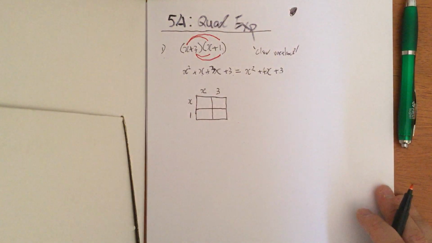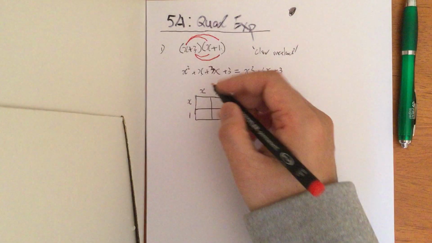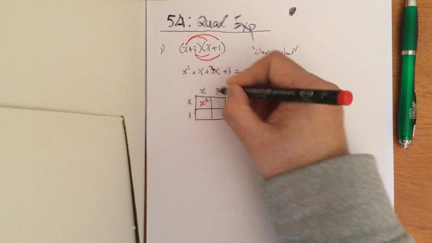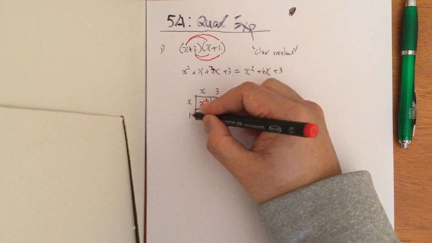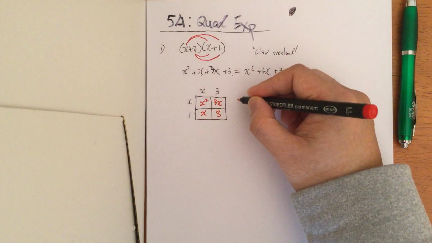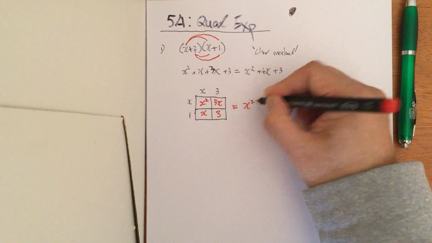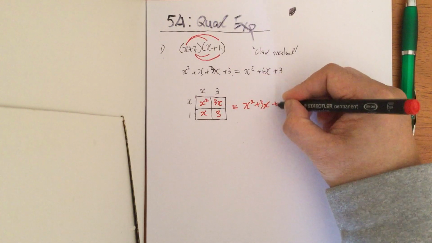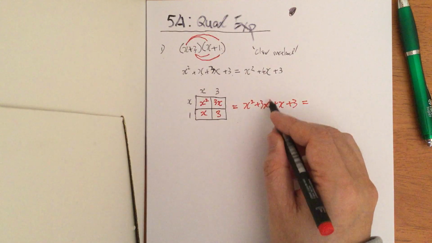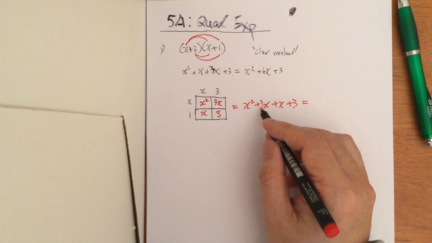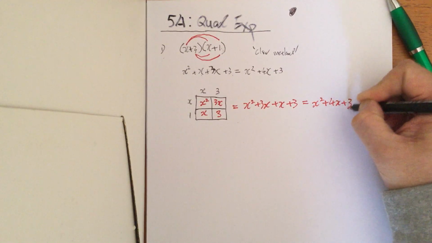Now, if you don't know that the area of a rectangle is length by width, then we've got a bit of a problem. So x times x is x squared. 3 times x is 3x. x times 1, that's x. 1 times 3 is 3. And of course, you write them out. x squared plus 3x plus x plus 3. And for the final answer, you add up the like terms. Basically, you have x squared plus 4x plus 3.